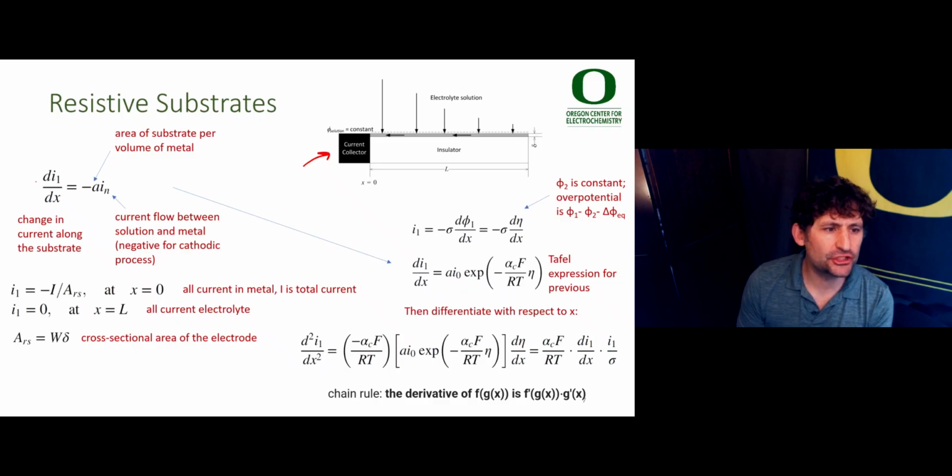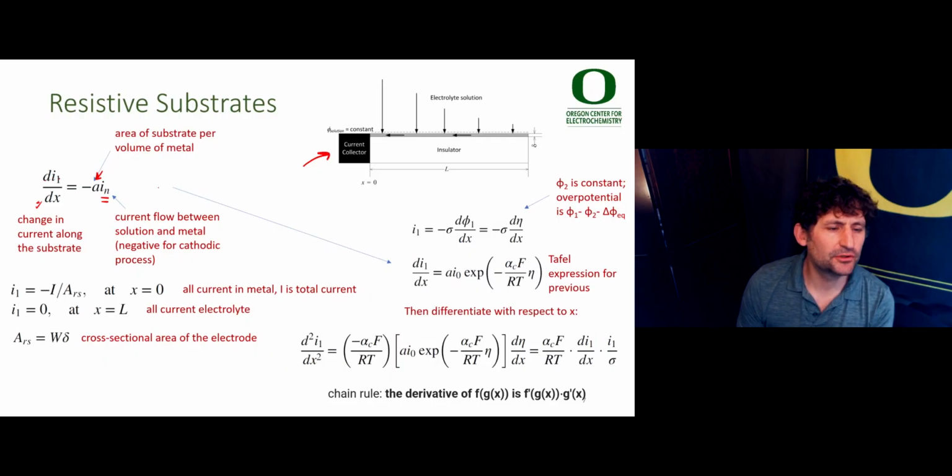We can define the change in the current in the metal, dI1, with respect to position as a function of the current flow between the solution and the metal, IN. This is going to be negative for a cathodic process because we're doing a reduction process, times the area, the interfacial area of the substrate per volume of metal.